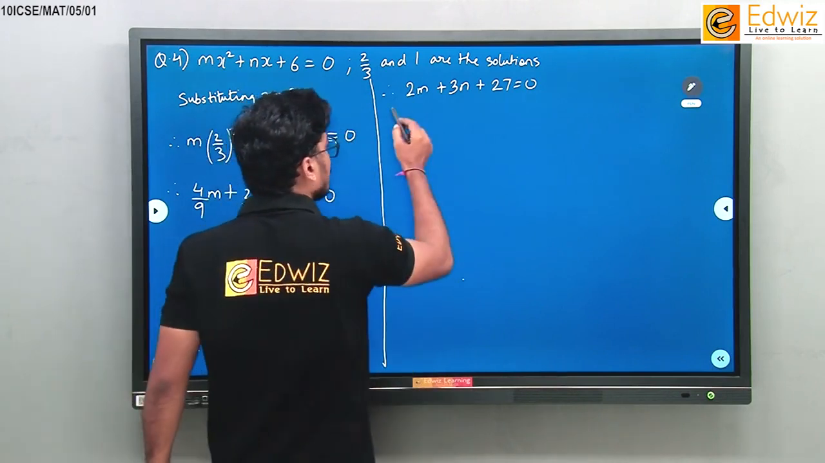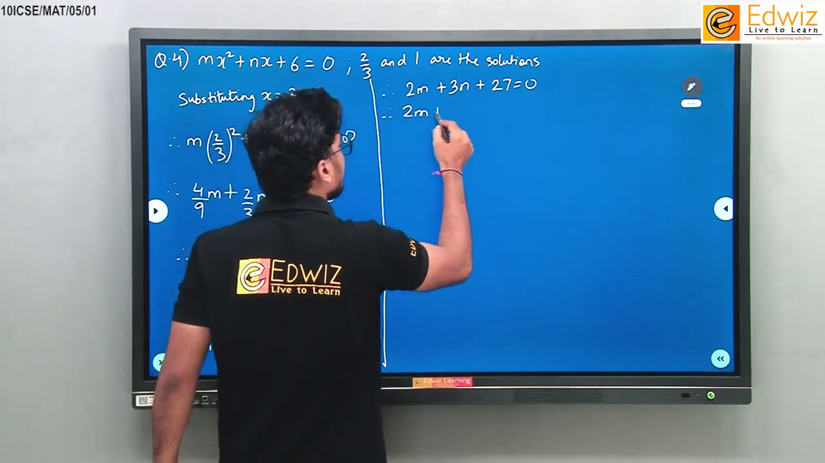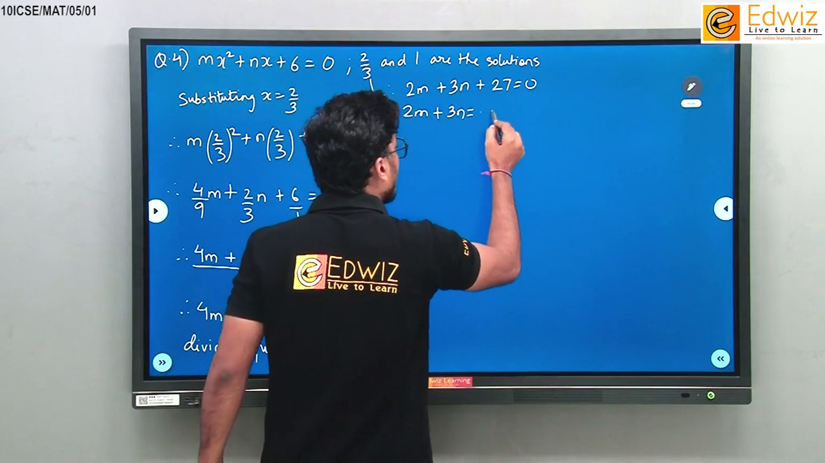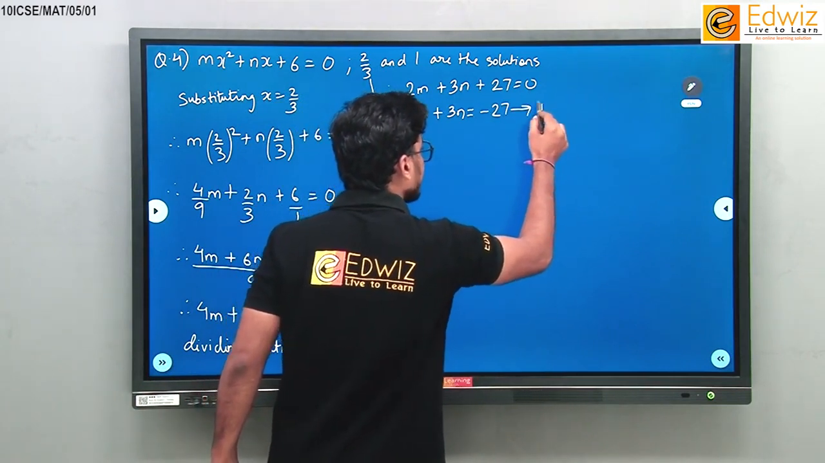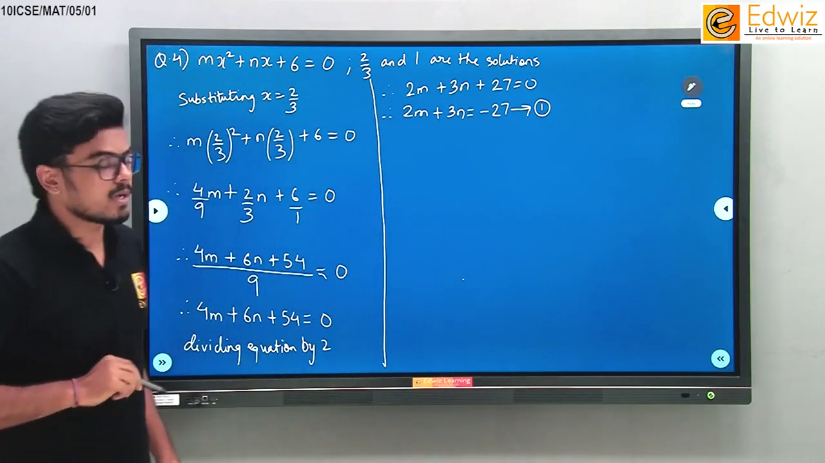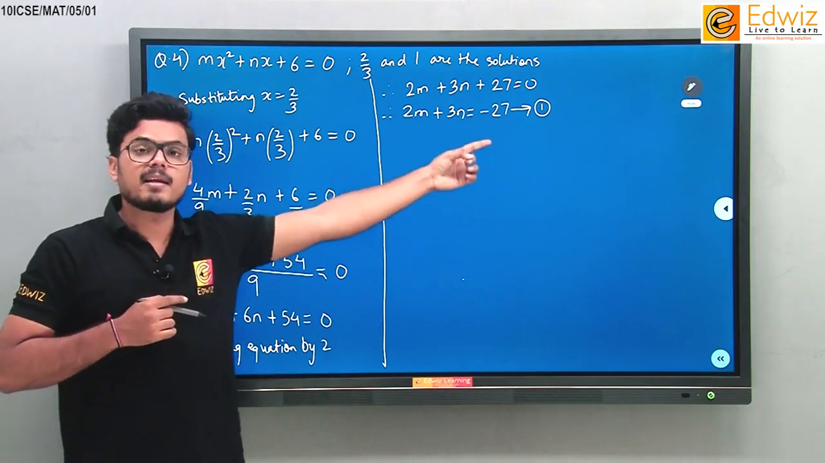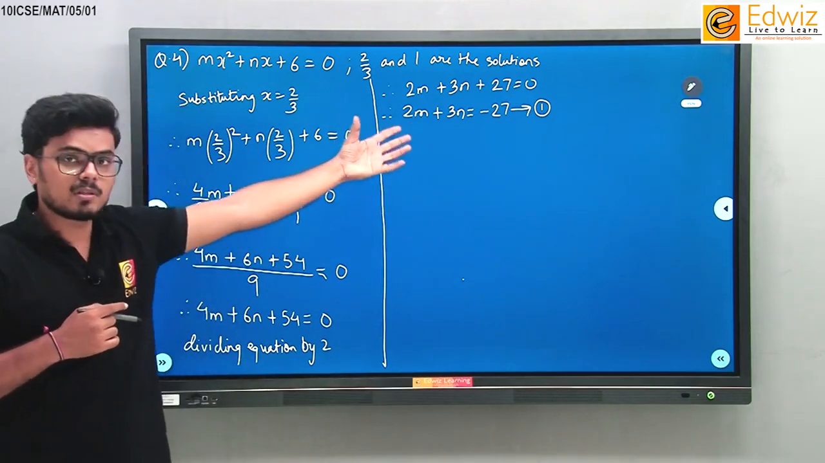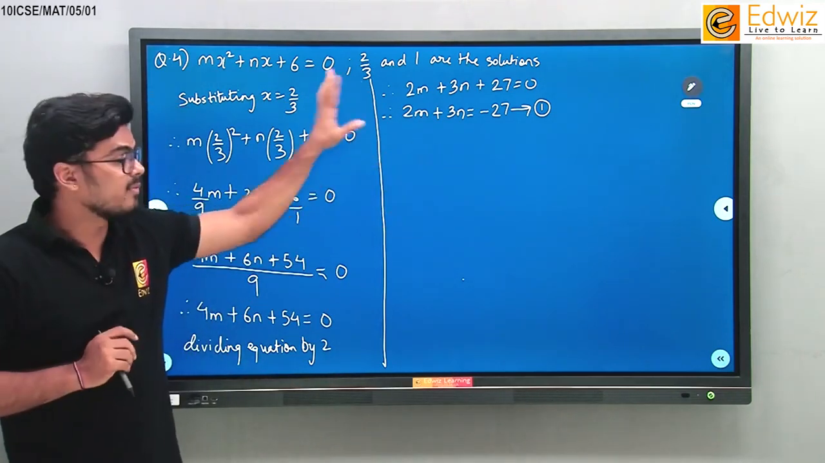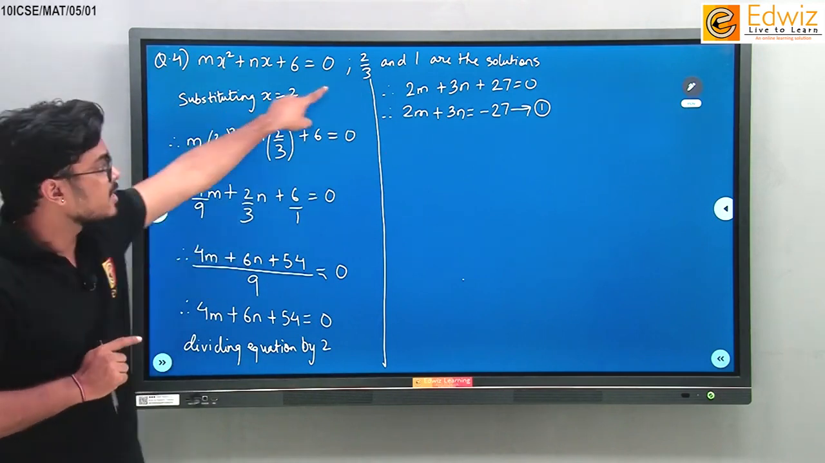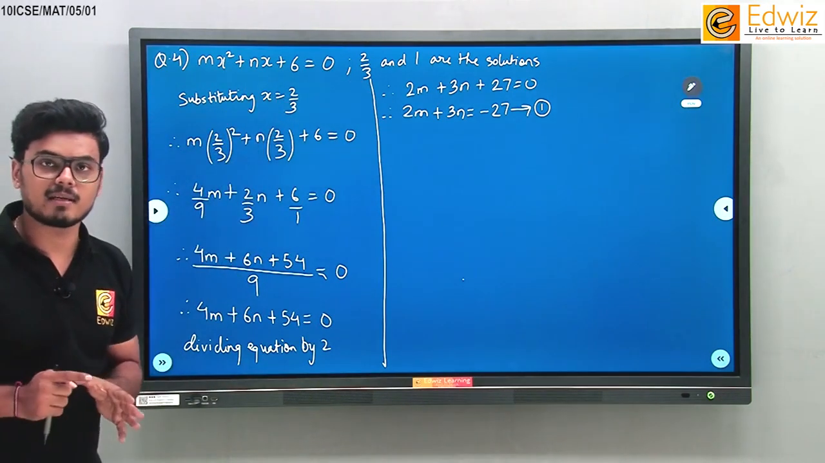Take 27 also on the other side. Your equation is 2m plus 3n equal to minus 27. This is the first equation that we get. Remember, we need to find m and n both. To find both, we will need two equations. So the first equation we got by substituting 2 upon 3 in the quadratic equation.